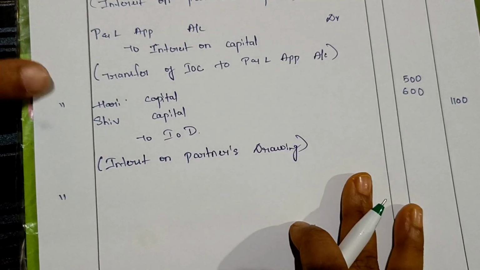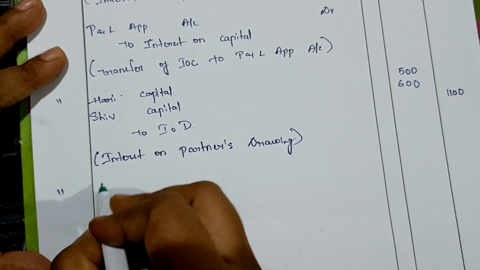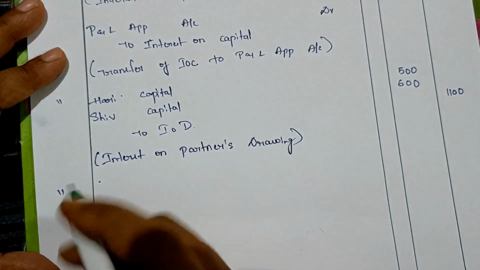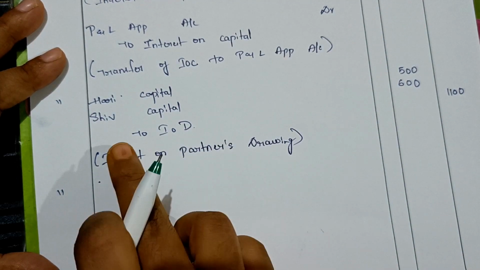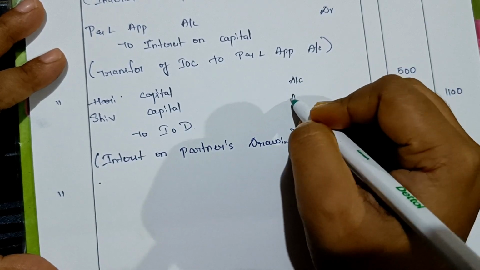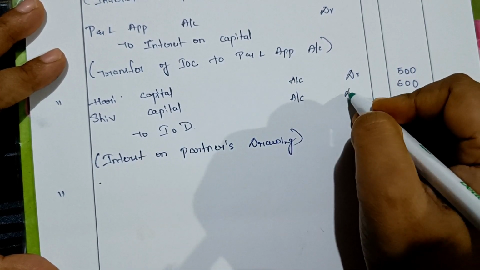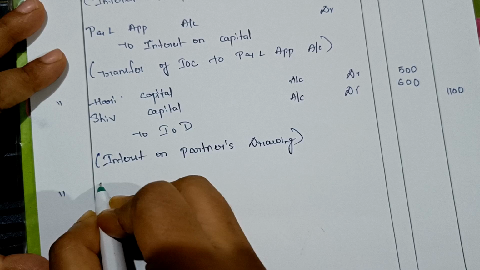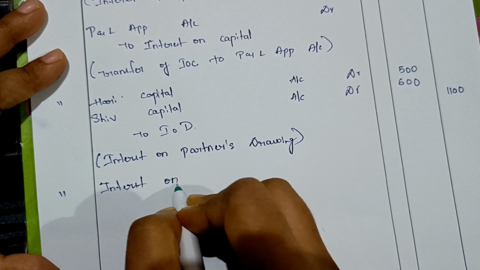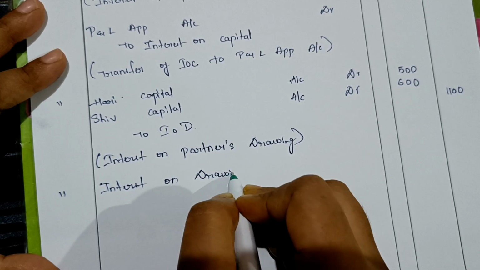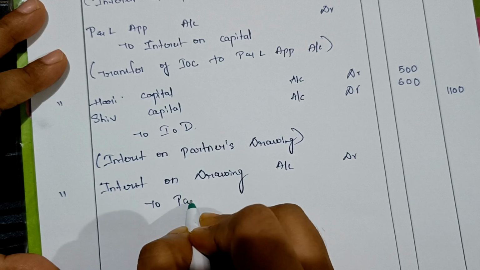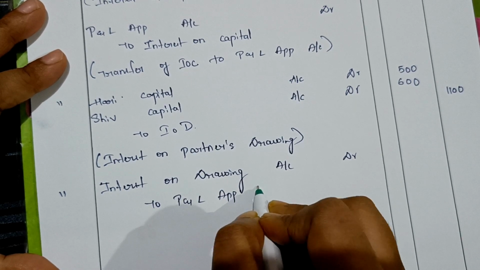Next entry. Now it will be transferred to the profit and loss appropriation account. So the entry will be interest on drawings account debit, which I have not written here. Here the entry will be interest on drawings account debit to P&L appropriation account.